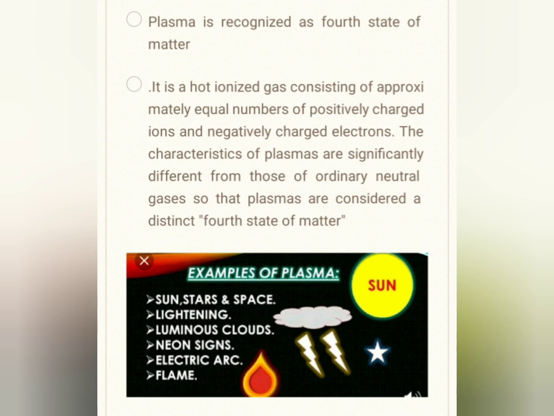The fourth state is plasma. It is a hot ionized gas that has approximately equal positively and negatively charged particles. The characteristics of plasma are different from ordinary neutral gases. That's why it exists as a fourth state. You have seen tube light, electric arc, flame, luminous, that all are examples of the plasma state.